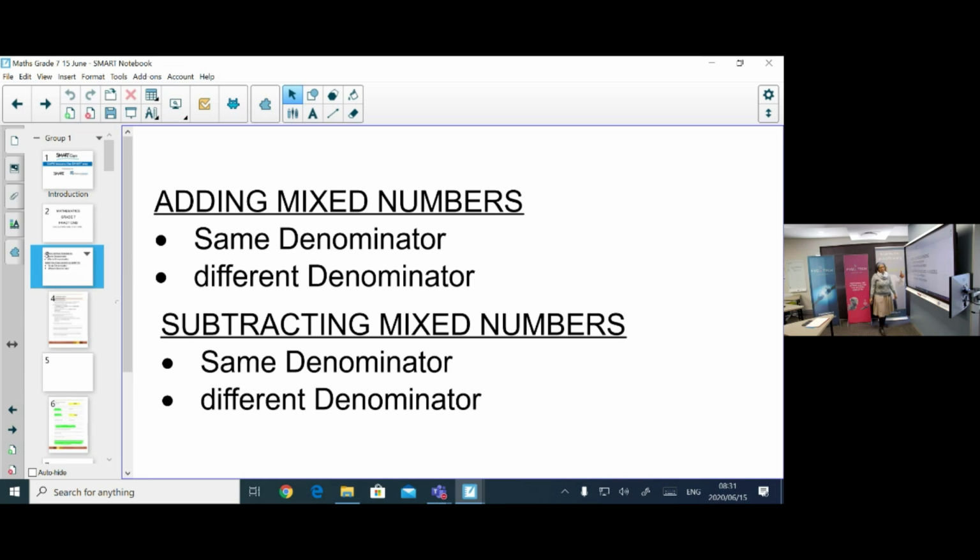So the first thing that we'll be looking at will be adding mixed numbers, the numbers with the same denominator, the numbers with the different denominator. And then we'll also be subtracting mixed numbers with the same denominator and the ones with different denominators.